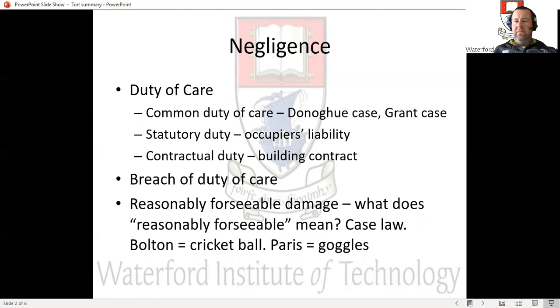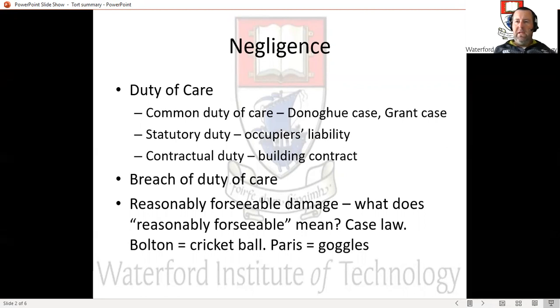Obviously, there was a direct connection between Mrs. Donoghue and the retailer because of breach of contract. There wouldn't have been any contractual relationship, any direct one between Mrs. Donoghue and the supplier of the ginger beer because she had no contract with them. That contract would have been between the retailer and the supplier.